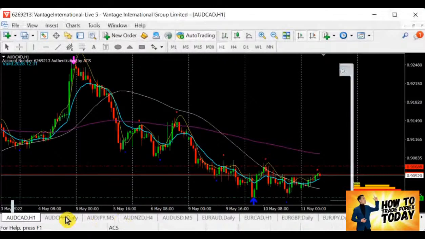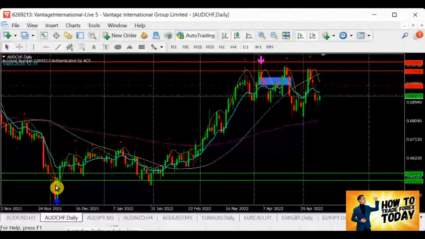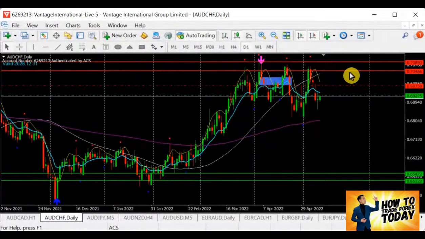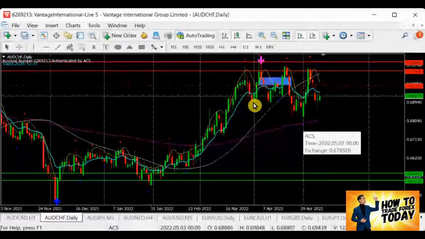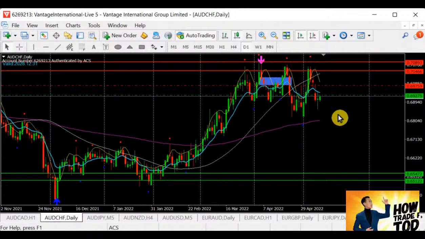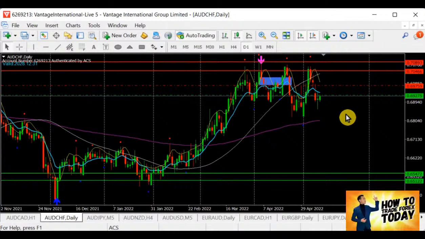Next, Aussie franc. We have tested once, twice, and the third time over here. It has been testing and coming near to the purple line, and it got rejected up again. Yesterday it also had a rejection here. So it's very clear that it is still respecting the support movement. Currently I will not be trading any selling for Aussie franc.